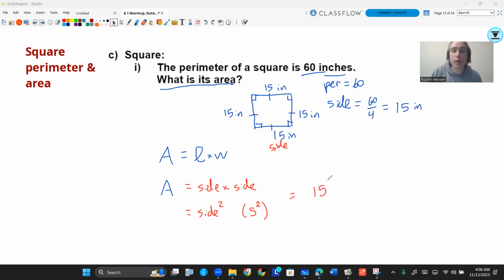15 squared. Why do you think it's called squared, guys? Because you're talking about the sides of the square. 15 times 15, what do you get?